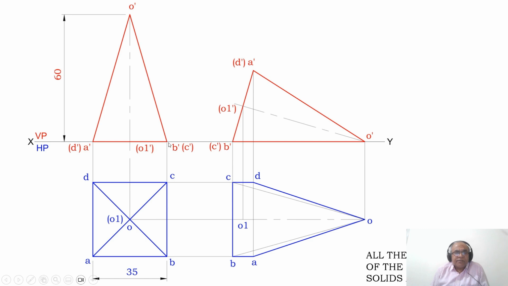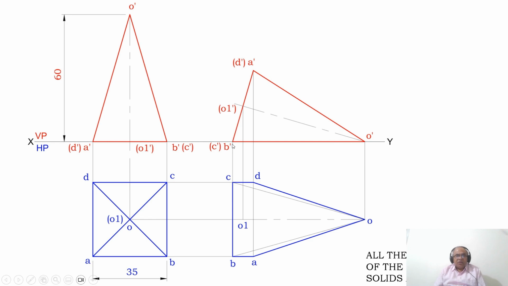Then you measure the distance from B dash to O1 dash from the first position front view and transfer it from B dash on the B dash A dash line to cut it here, and you mark that point as O1 dash in bracket. Then join it with a big dash and small dash on the O dash O1 dash line. Once you do that, this is how you will be able to draw the second position front view. Now to this I need to draw the top view.